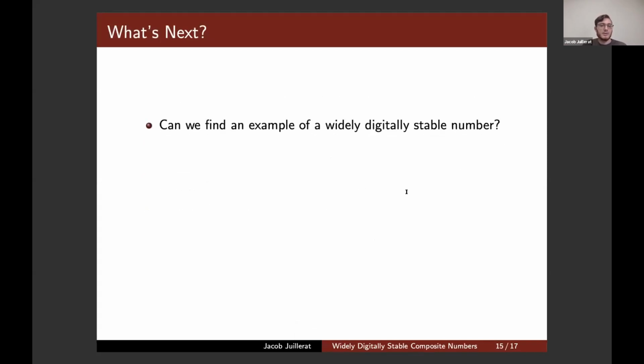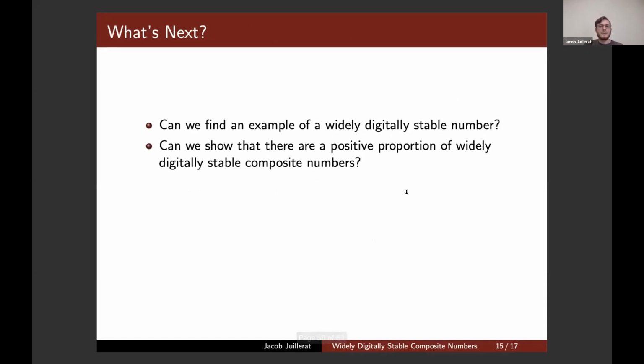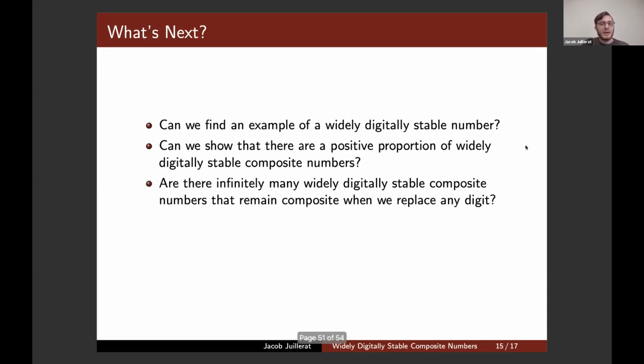So what's next? What could we do with this? Can we find an example? I don't know how great quantum computers are, but maybe a quantum computer could handle this kind of computation. Not sure. Can we show that there are a positive proportion of widely digitally stable composite numbers? Filaseta and Southwick were able to do this for widely digitally delicate primes. Can we do that here? I think this is doable. I don't think it's going to be too hard.